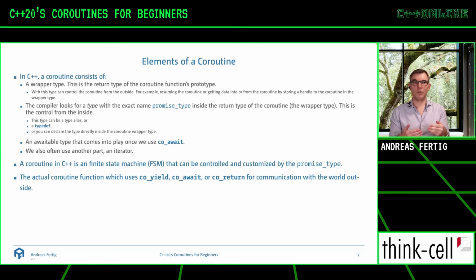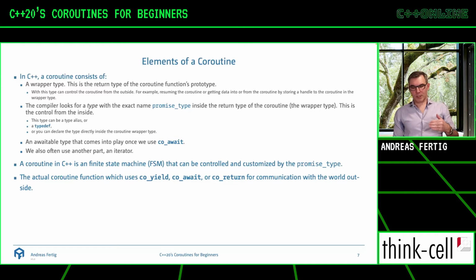This type the compiler looks for inside is called promise_type. It can be either a type alias, a typedef, or we can place the new type directly in the wrapper type declaration. We have plenty of options, like for usual types. The only thing that is a must is the name here, promise_type. So these are the two base components. It's really hard to get around them, I would say. You need the promise type. You can play special tricks maybe to get away with the wrapper type, but usually you have both of them. So let's consider them a must.